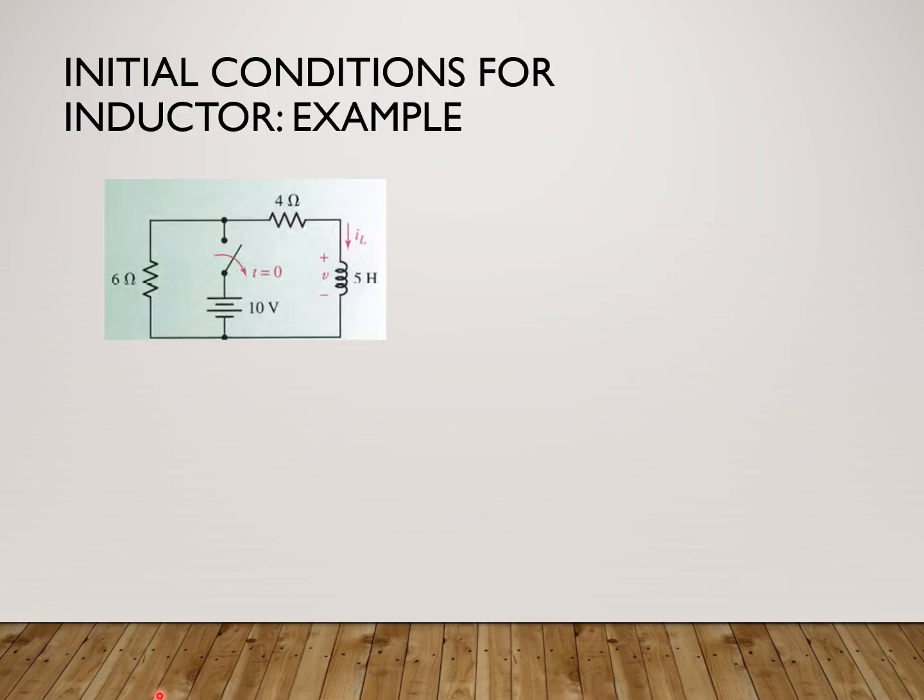Now, suppose we consider this example. Here, we have a condition where at time t is equal to 0, the switch is opened. Which means that before time t is equal to 0, the switch was closed. So now, let us try to draw this circuit.